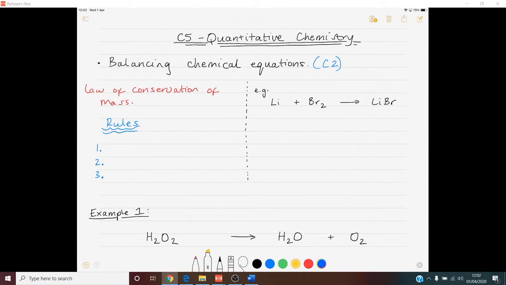So on the right hand side, for example, we have lithium reacting with bromine to give us a new compound, lithium bromide. I started with a simple one because it's quite easy for you to have a look and see that actually this is unbalanced. Somewhere we have lost a bromine. One of the bromines from here has disappeared because there's only one bromine left.